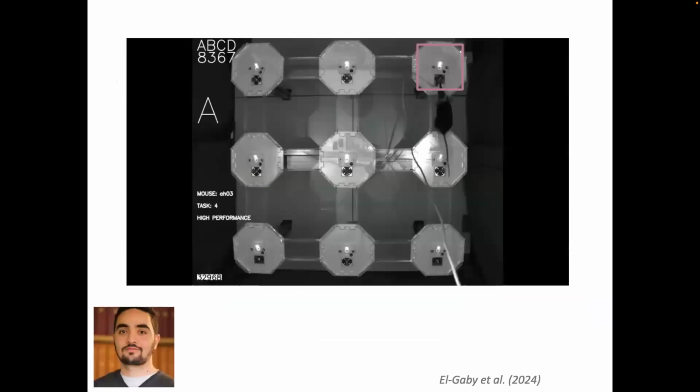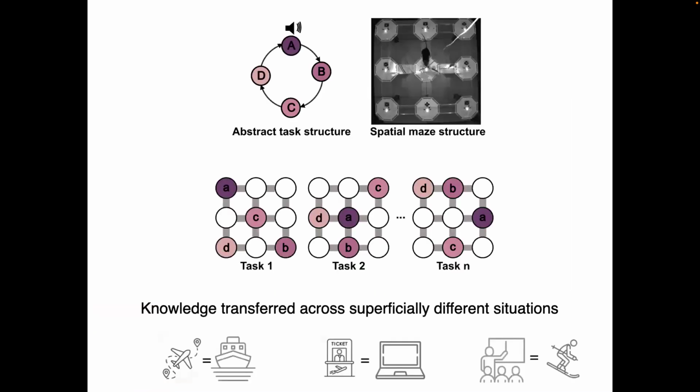Here's a video of a mouse doing a task like this. They get very good at it. So here's B, C's down here, he knows where it is, there's no cue, he just has to remember where it is. Here's D, and then he knows to go back to A. This is one particular sequence that he has to do. Okay, and then there's the second feature of this mouse task, that tries to capture what a schema is like in humans, which is that knowledge is transferred across superficially different situations.